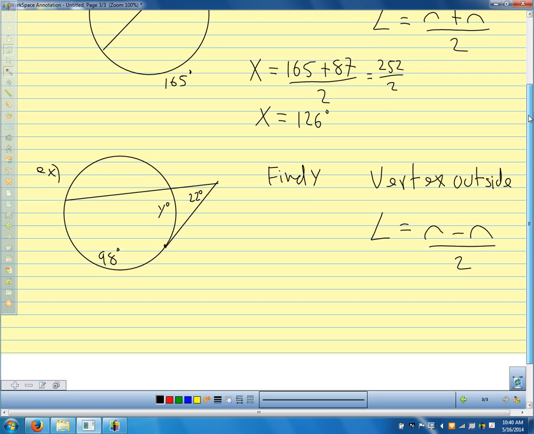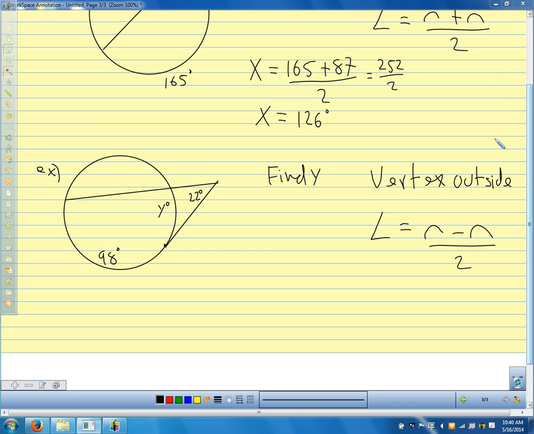What is our angle here in this setup? What's our angle measure? Is y the angle or is y the arc? What is it, Matt? 22 degrees. Our angle is 22 degrees.